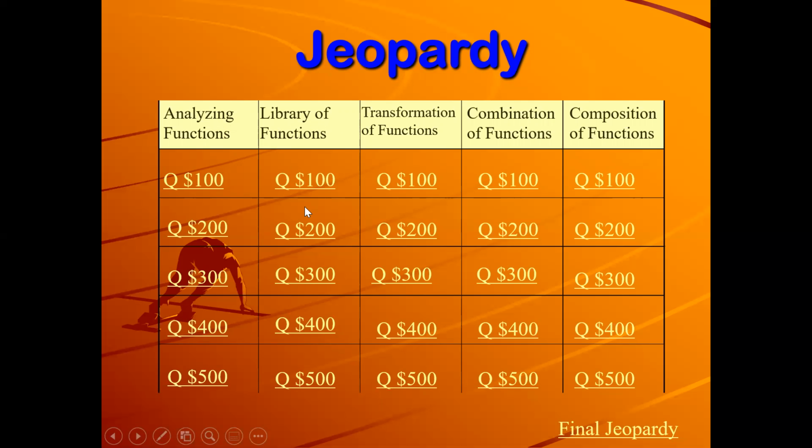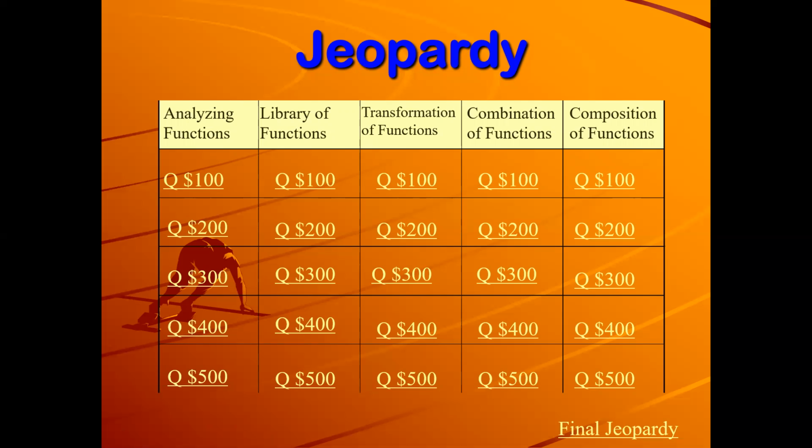So analyzing functions is the first one, which technically is 1.6-ish. This is 1.7, 1.8, and this is 1.9 and another 1.9. So these two are from 1.9. Library functions. Analyzing functions. Combination of functions was 1.8. Oh, 1.5. Okay, this is 1.5. Okay, so I'm off by 1, but still stuff we covered. Okay. 1.5, 1.6, 1.7, 1.8, 1.9. Okay, gotcha. So let's go with it.